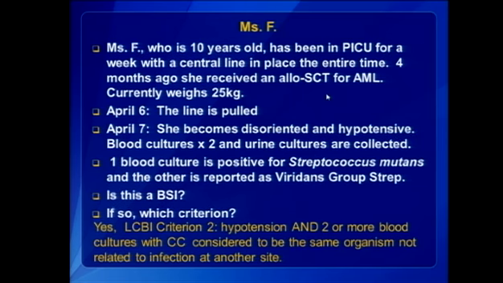Yes, this patient has an LCBI criterion 2. She has hypotension and 2 or more blood cultures with a common commensal that's considered to be the same organism and not related to an infection at another site. So strep mutans is included in the Viridans group strep, so those are matching blood cultures.